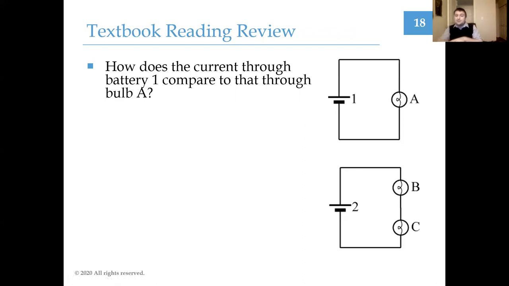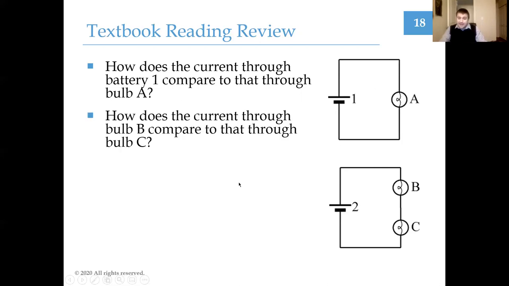First of all, how does the current in battery one compare to that through bulb A? I'm talking about battery one and bulb A. Remember our first assumption: around a single loop, the current flow is the same. Current is not used up. The flow does not change when it experiences obstructions. The flow speed is the same around any single loop. So this means that the current through battery one is the same as the current through bulb A.